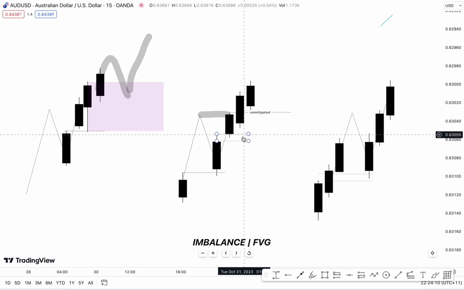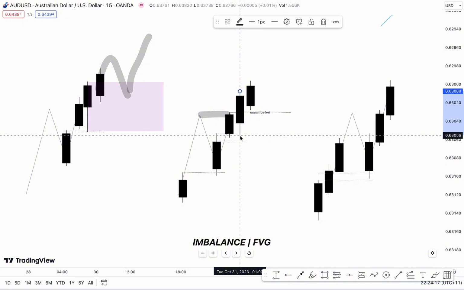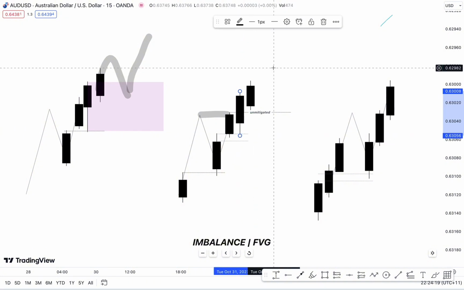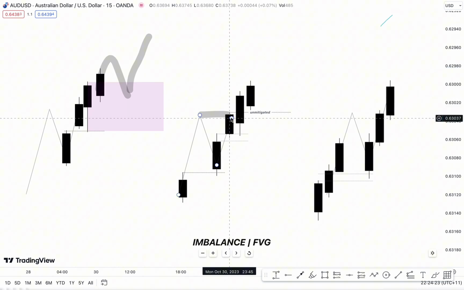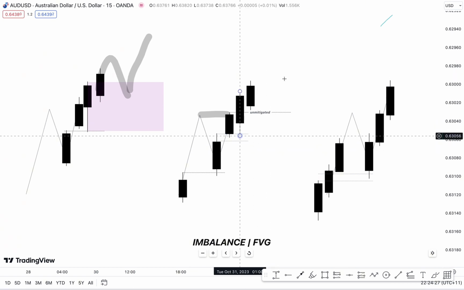Actually, there's no imbalance, right? Because I want to see price tap into this zone, fulfill the orders, and continue its rally to the upside, correct? So let's see for 1, 2, 3. Let's check if there's imbalance in this movement here.